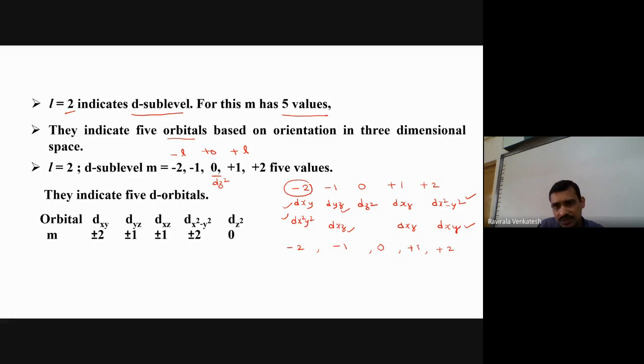Very simply, let me see. If anybody has doubt like this, 0 always will be dz square. No question about this one. You take this one as dxy, then it will be dyz. This will be dxz. This will be dx square y square. Finished. This is very simple here. So in this way, we can write all the magnetic quantum numbers.